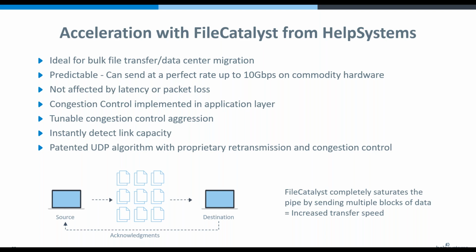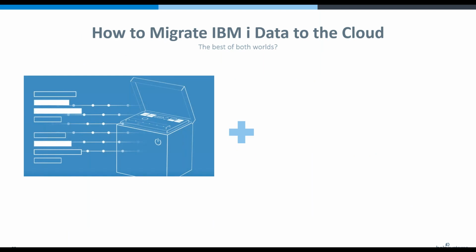Really, we can send terabytes in less than an hour. So in the case of maybe 4 terabytes, it might take you 1 to 2 hours to send that up to the other destination. But there's some configuration with FileCatalyst. It runs from a Linux or Windows server, and then you have to define your network drives over on the IBM i side. But that's something to take a look at, and it's on the HelpSystems website.